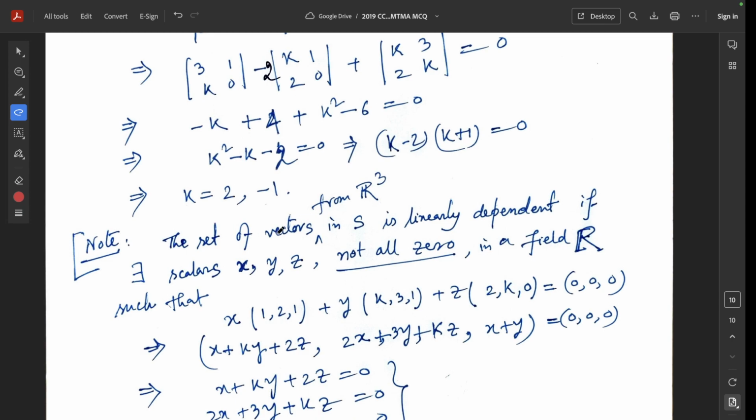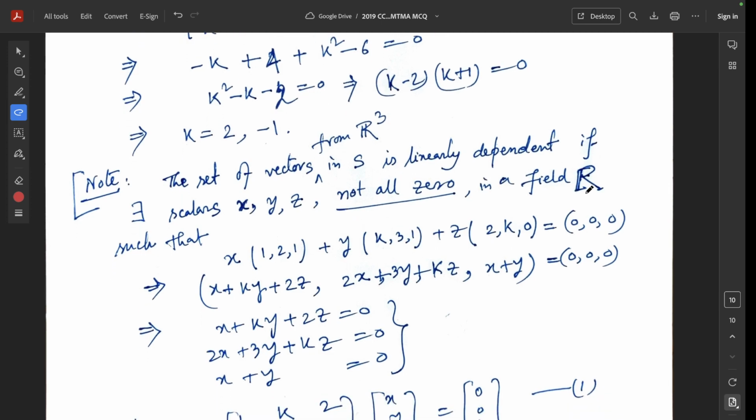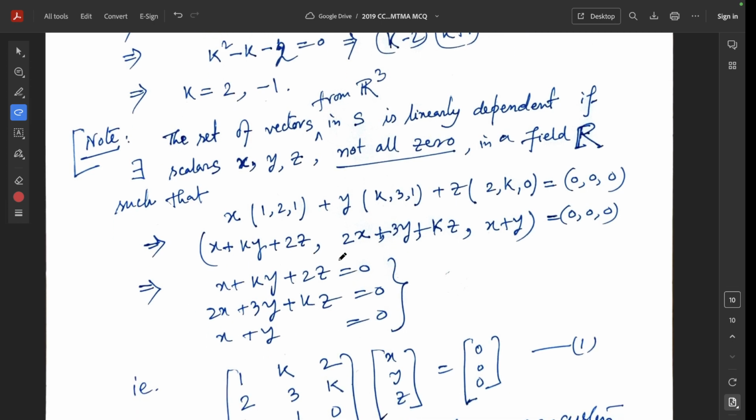And note that the set of vectors from R3 in S is linearly dependent if there exist scalars x, y, z not all 0 in the field of real numbers R, such that x times this vector plus y times this vector plus z times this vector equals (0, 0, 0). So obviously we get a simultaneous system of linear equations: x + ky + 2z = 0, 2x + 3y + kz = 0, x + y = 0.